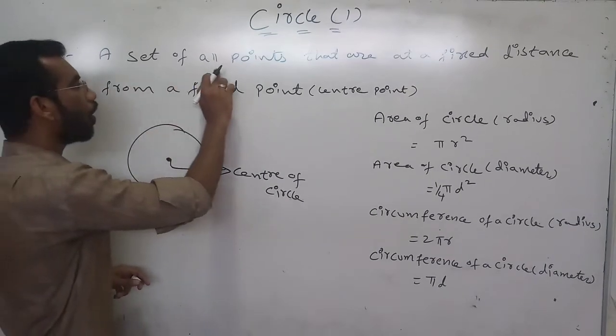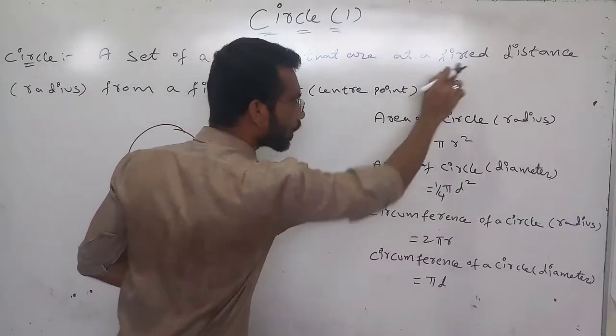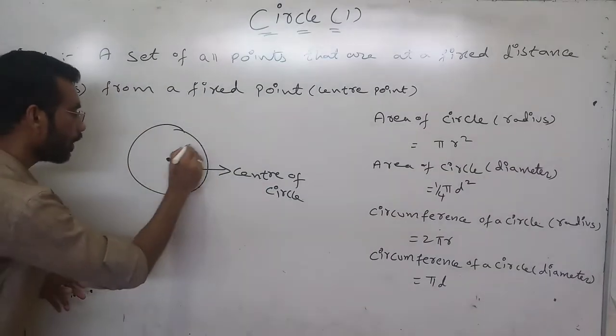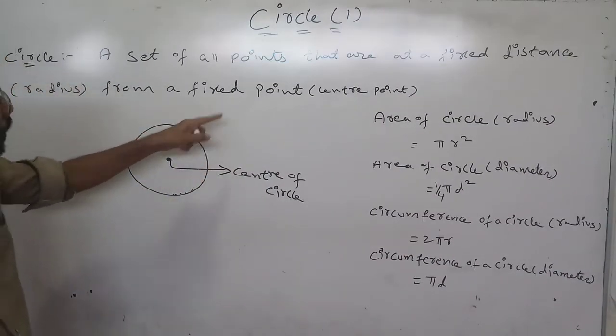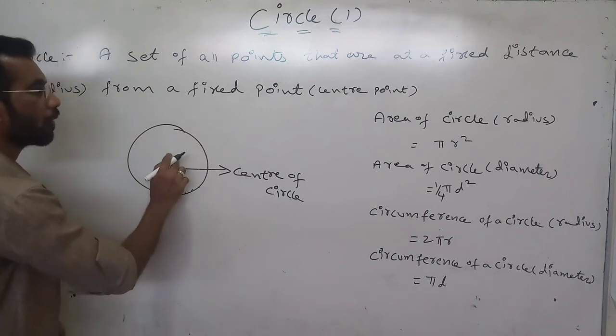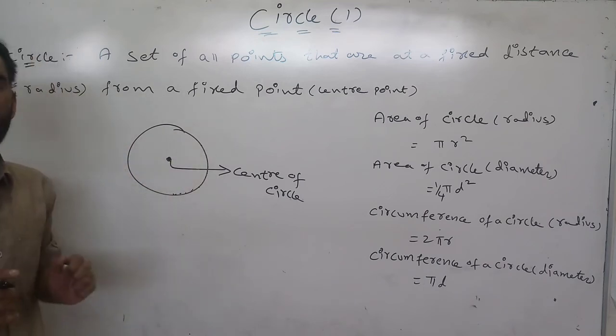A set of all points that are at a fixed distance. This will be the fixed distance, from a fixed point. This will be the fixed point. That, from the fixed point, is called a circle.